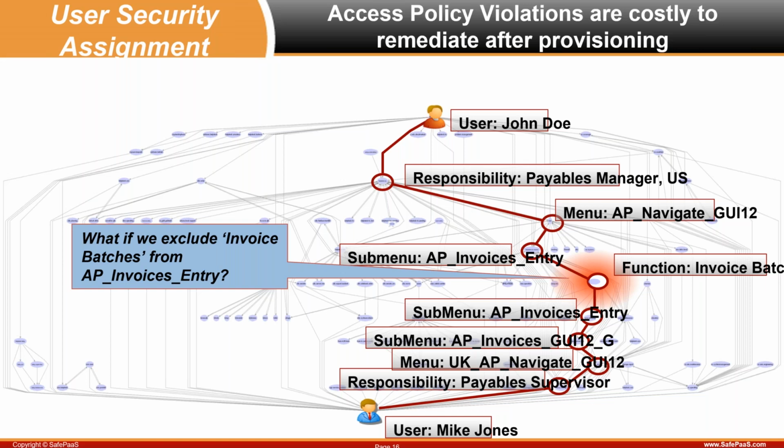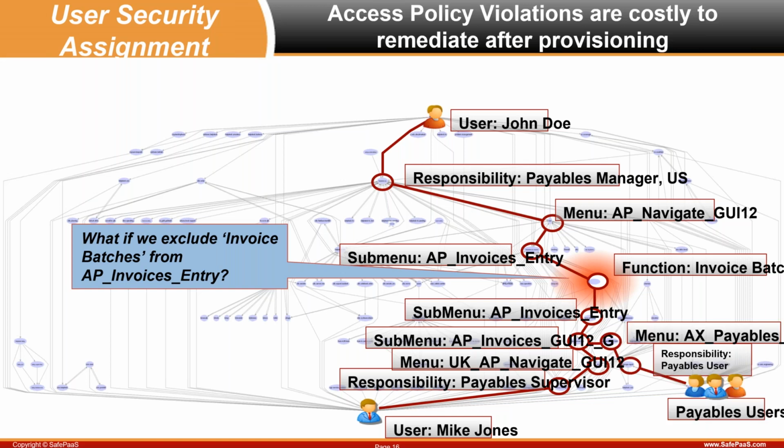Here we've got Mike Jones, who has access to the same end function of entering invoice batches, but he has a different responsibility that shares one of the submenus, the AP invoice entry, that gives him access to that function. So if I take it away from John Doe, it'll also impact Mike Jones. So I have to really think about making that change. I may also have another payables user with a different responsibility who performs the same function and also shares some of the menus that the other responsibilities have. As you can see, the remediation to address a person's access isn't so simple. You want to make sure that when you make these changes, you're not impacting the business and their ability to operate based on the day-to-day activities.